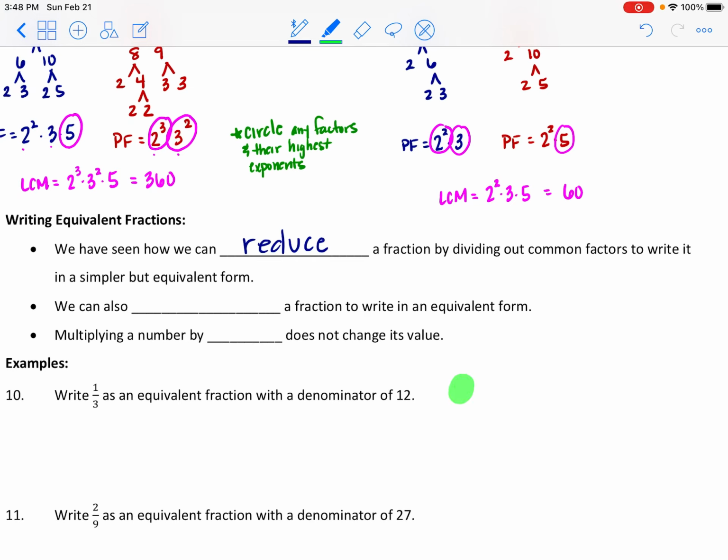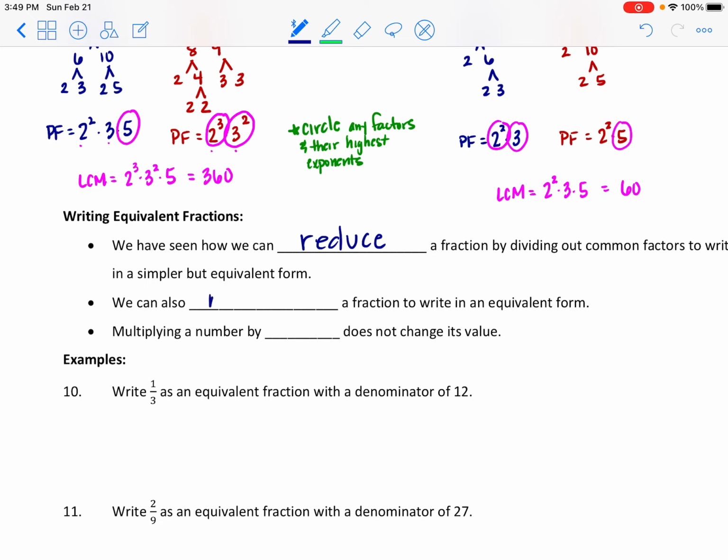So instead of going from 8/12 down to 2/3, we're going to be starting with something smaller, and we're going to multiply to make it bigger, but we're still dealing with equivalent fractions. So we can also multiply a fraction to write it in an equivalent form. And remember, when you multiply, you want to maintain the original value of your fraction.